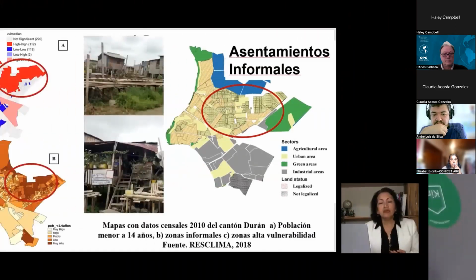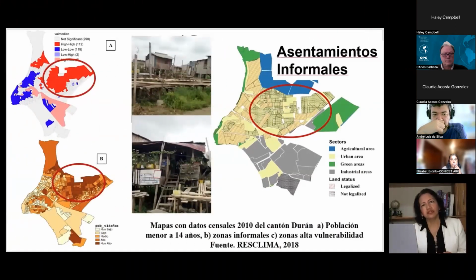We found basically that the areas of greatest vulnerability that you see there in red in diagram A are fully correlated with the areas of informal settlements. But we also found that this area is precisely where we have populations younger than 14 years old, as we see in figure B. And basically what we see is that children are exposed to climate vulnerability issues, so they will be affected by vector-borne diseases, diarrhea, respiratory diseases, and we need to make an effort in order to map where these diseases are in order to design specific public health programs.